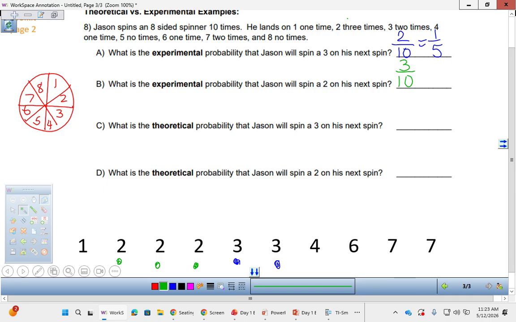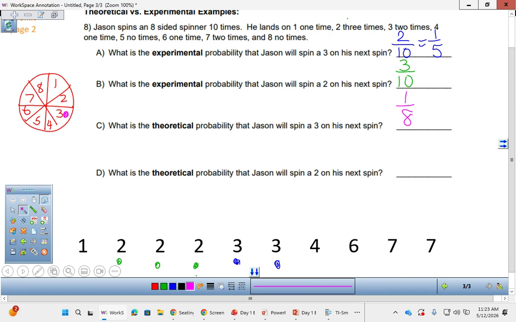Then when it switches over to what is the theoretical probability of getting a 3, I don't care what Jason did. I want to look at this. If I spin this spinner right now, how many numbers on the spinner are a 3? One, out of a total of 8. So the experimental probability of getting a 3 is 1/5, but the theoretical is 1/8. 1/5 is what he actually got.